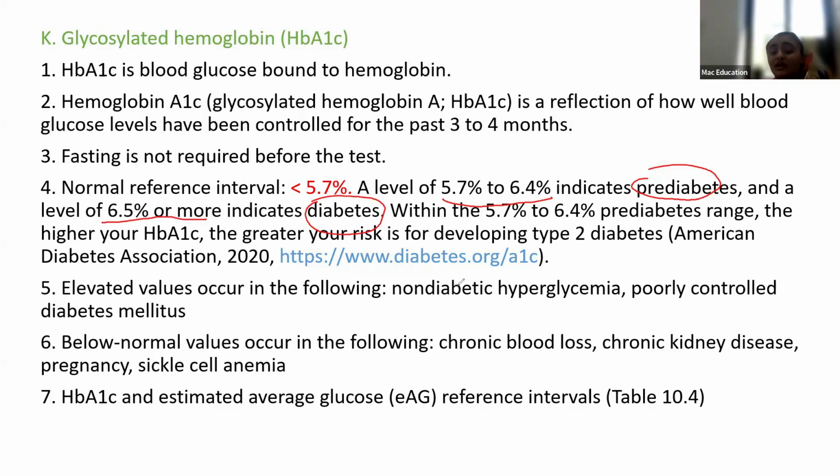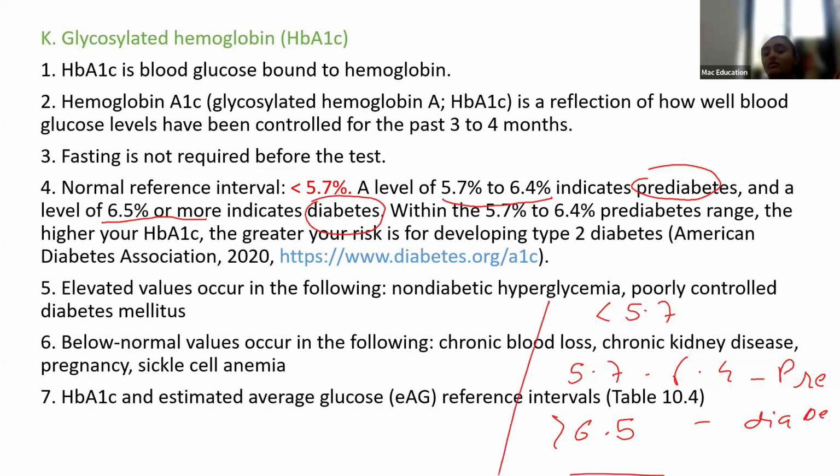So these are the ranges. Ideally, it should be less than 5.7. If it is 5.7 to 6.4, then it is called pre-diabetes. If it is 6.5 or more, then it indicates diabetes. So you have to remember all three of these ranges. Understood?